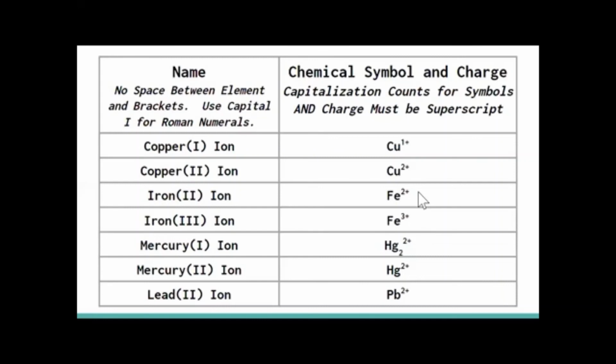The pattern holds. Iron(II) ion is Fe2 plus. Iron(III) ion is Fe3 plus. Mercury(I) ion is Hg2 2 plus. The 2 down below shows that there are 2 mercury ions. Mercury(II) ion is Hg2 plus, and the lead(II) ion is Pb2 plus. The mercury(I) ion is a tricky one that you're really going to have to work to memorize.